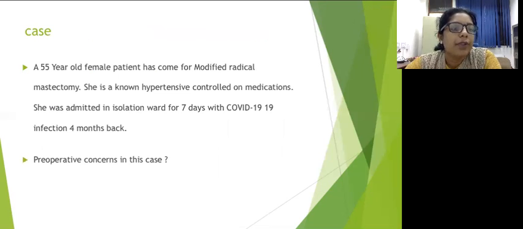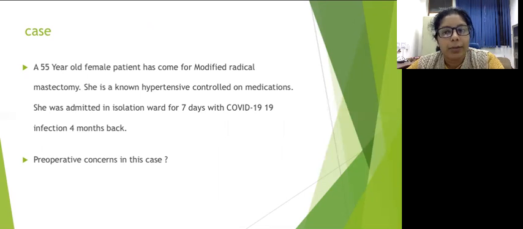Now, suppose a 55-year-old female patient has come for modified radical mastectomy. She is a known hypertensive controlled on medications. She was admitted in isolation ward for 7 days with COVID-19 infection 4 months back. So, what are the preoperative concerns in this case?